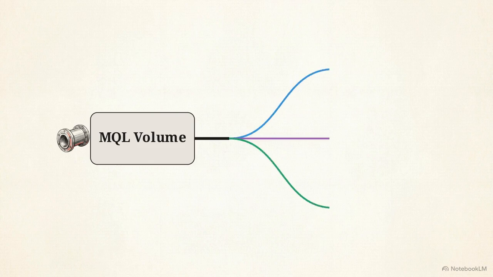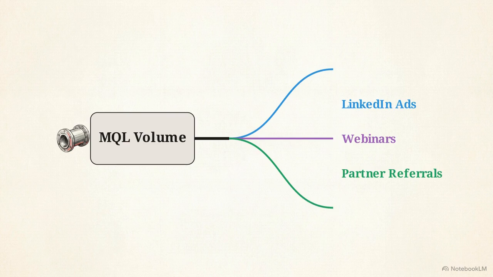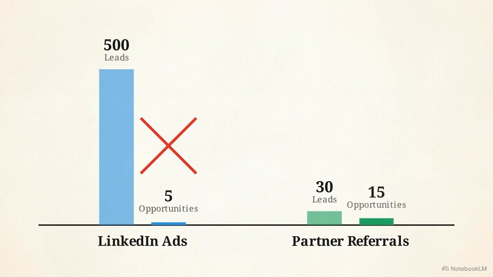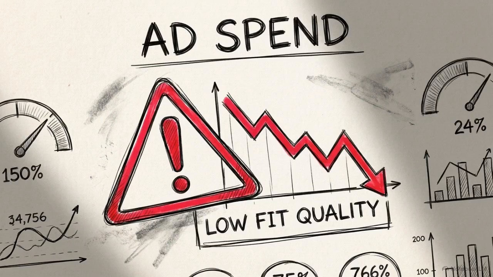To understand this blockage, we deploy lead source analysis to fracture the aggregate data into its specific input channels: LinkedIn ads, webinars, and partner referrals. Looking at raw volume, LinkedIn ads brought 500 leads, while partner referrals brought 30. But comparing actual qualified opportunities, only 5 LinkedIn leads survived, whereas the 30 partner leads produced 15. The bottleneck isn't a lack of sales effort. It is a high-spend marketing campaign generating poor-fit leads that are clogging the system.